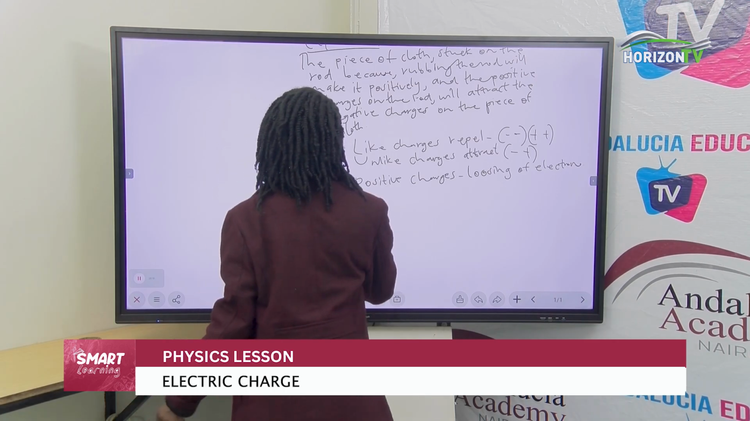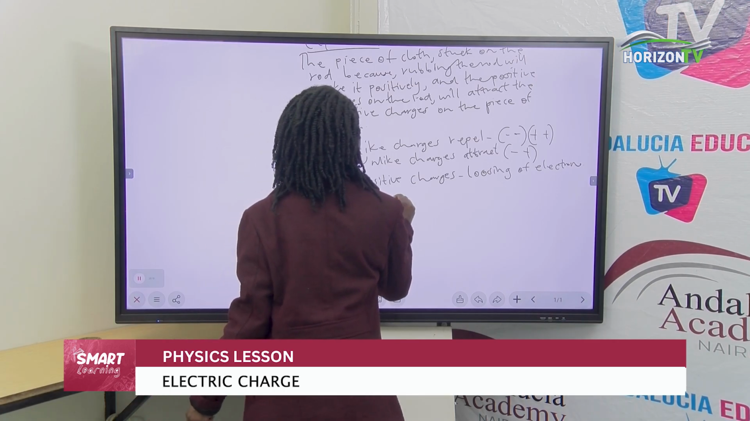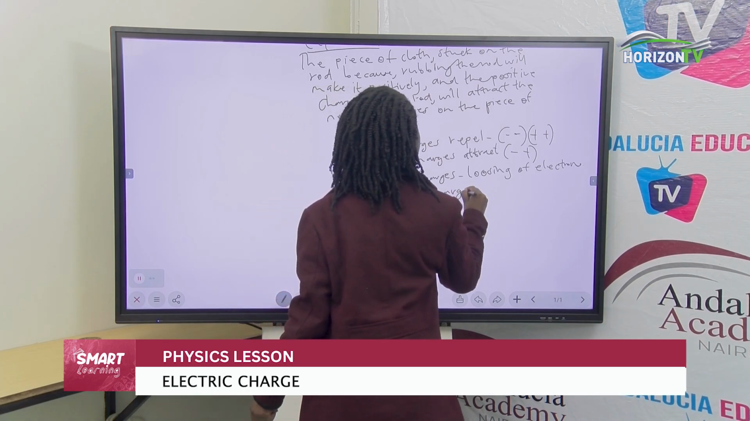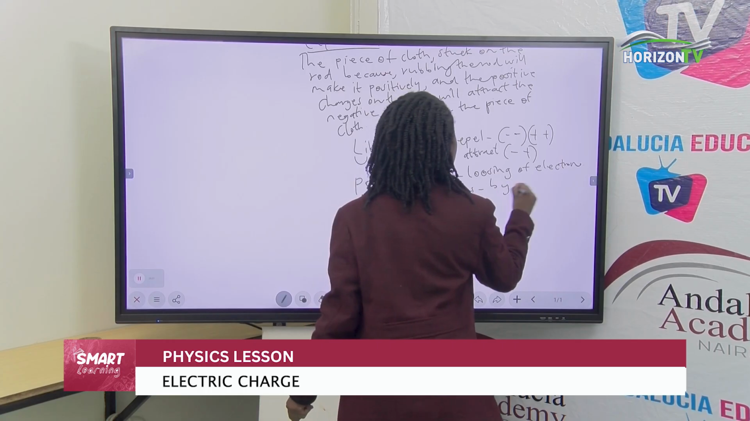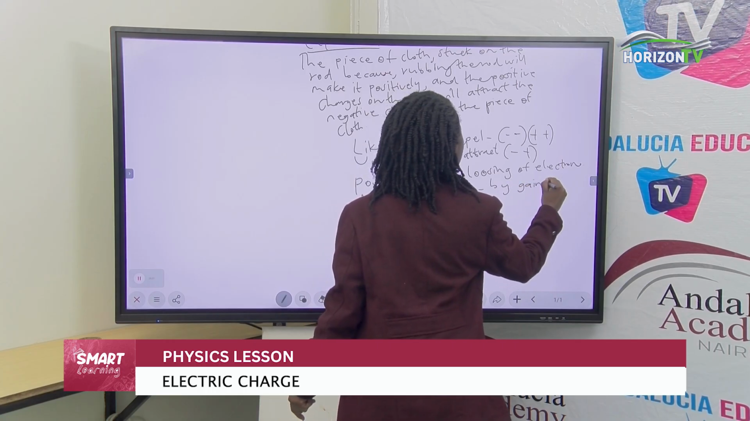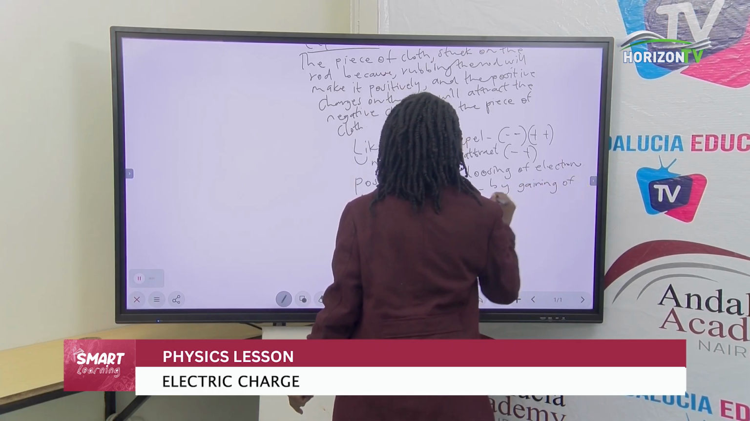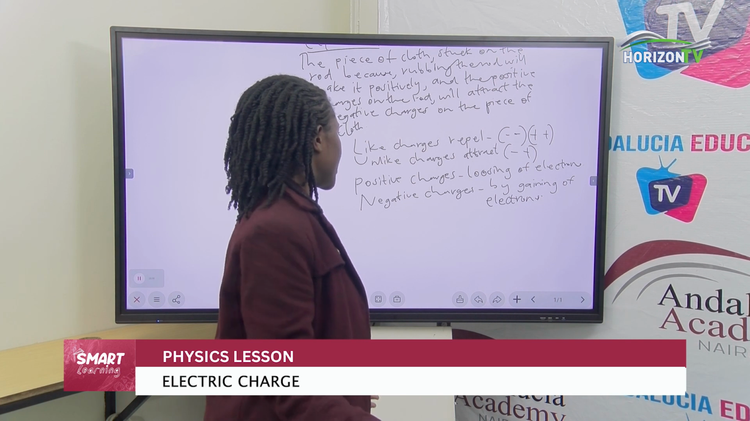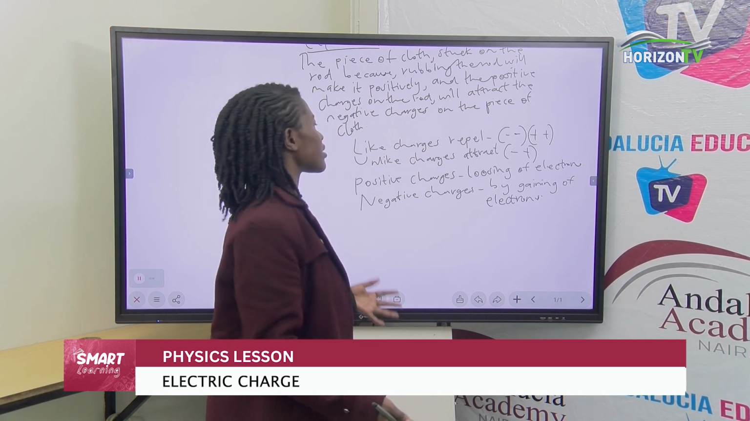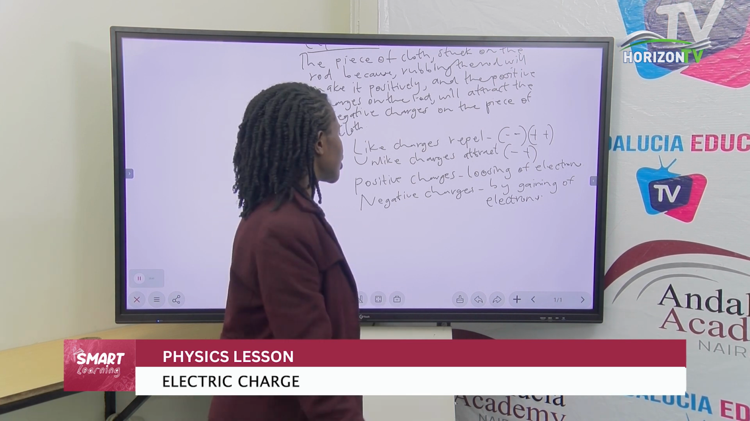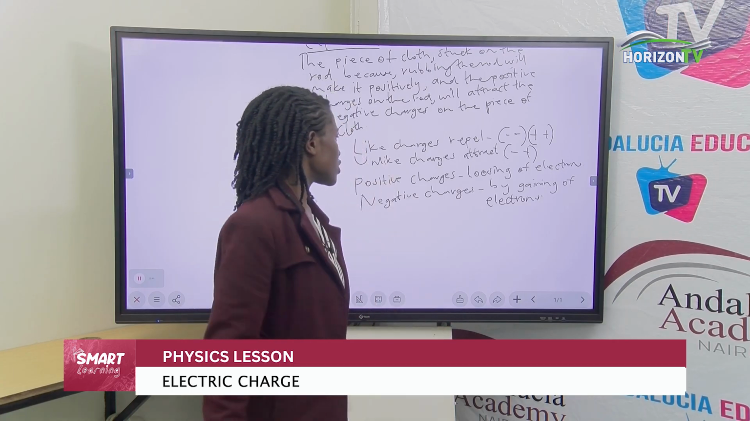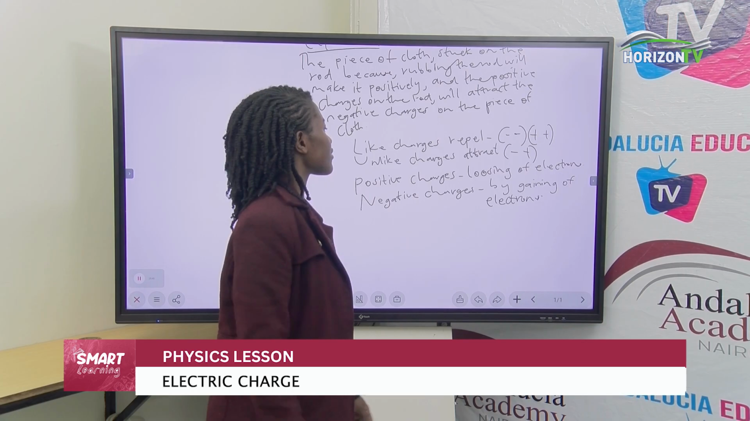And now we have negative charges. How are they created? By gaining electrons. By gaining over what? Gaining over electrons. Of course, to understand this better, when we have the electrons, we say they are negatively charged. So when you gain more negative electrons, of course, you create negative what? Charges, and the vice versa.